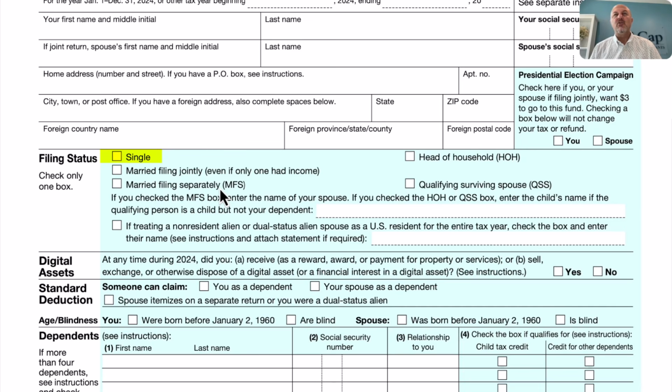And also if you don't qualify for any other filing status. So for example, if you don't qualify for head of household or qualifying surviving spouse, you would check off that you're single.